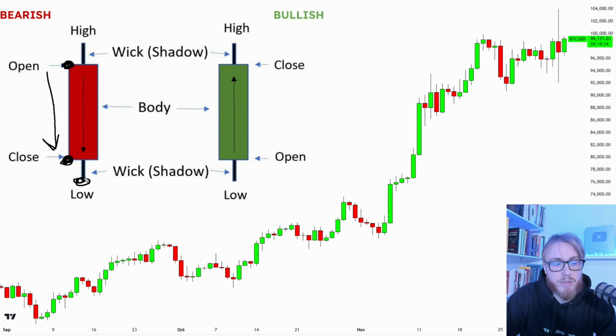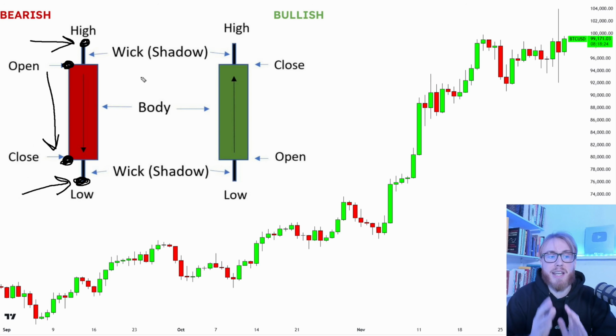But the lowest point of the day was all the way down here, and the highest point of the day was all the way up here. So this is the exact same thing, but the opposite of the green candle.